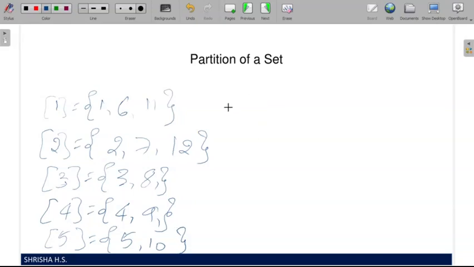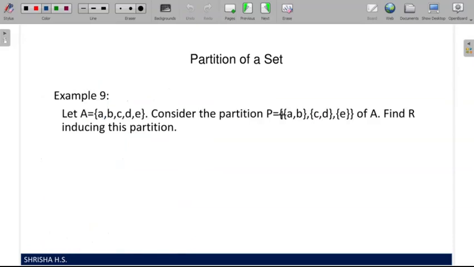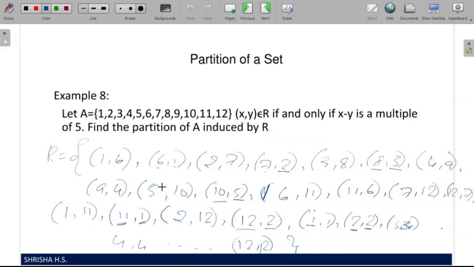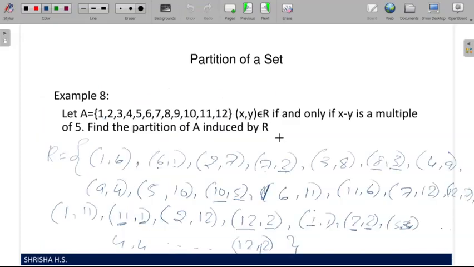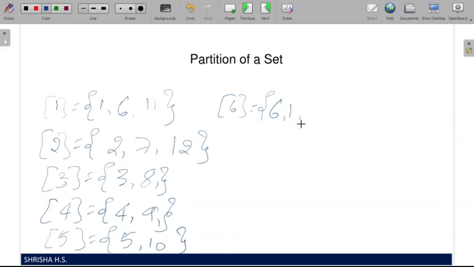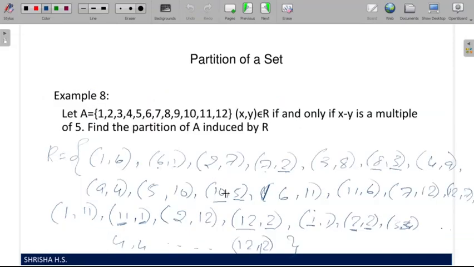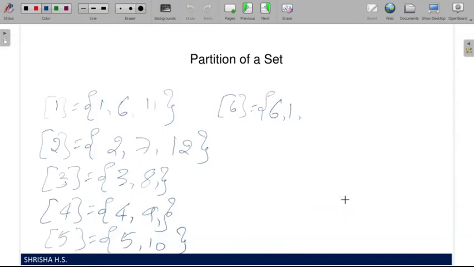If you go for 6, it starts repeating. So I will just do one and the other one you can do. So 6 comma 6 is there. The second place is 6, first place is 1. Second place is 6, first place is 11. You observe here we are getting the same partition.